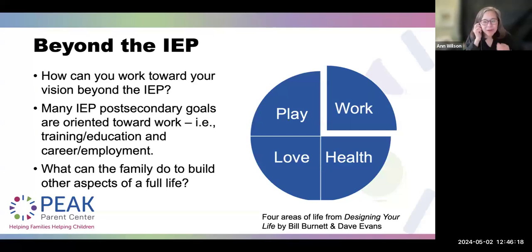I highlight these four areas of life from Designing Your Life, which is a book, but they talk about play, work, love, and health. And so think about, the IEP kind of has a more focused purpose, but these other areas are very important for success and for feeling good about life. So think about what we can do beyond the IEP to work toward that good life.